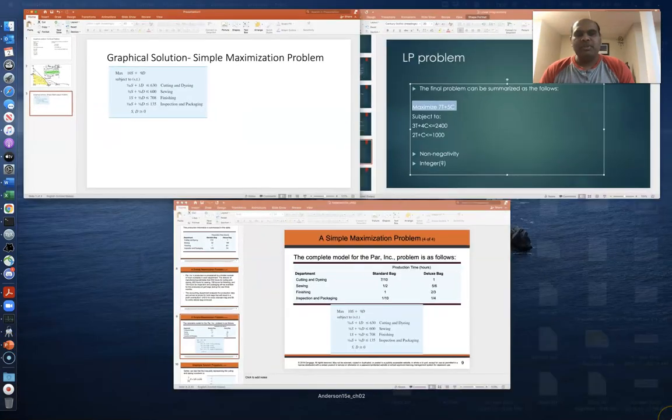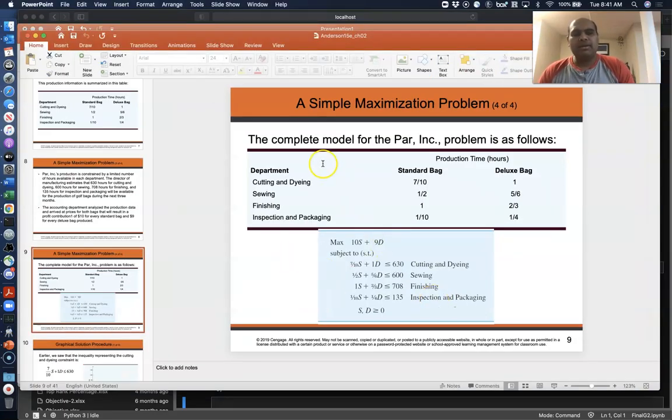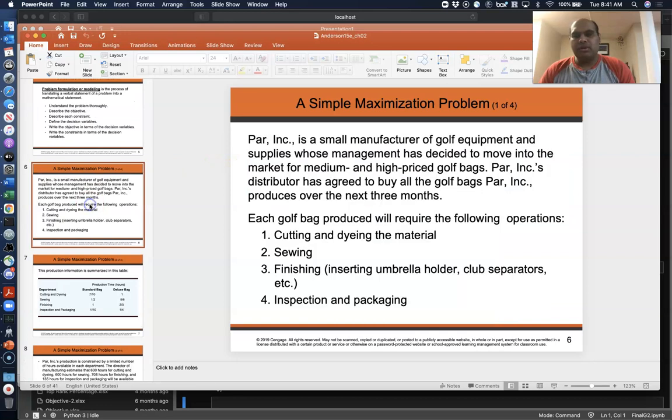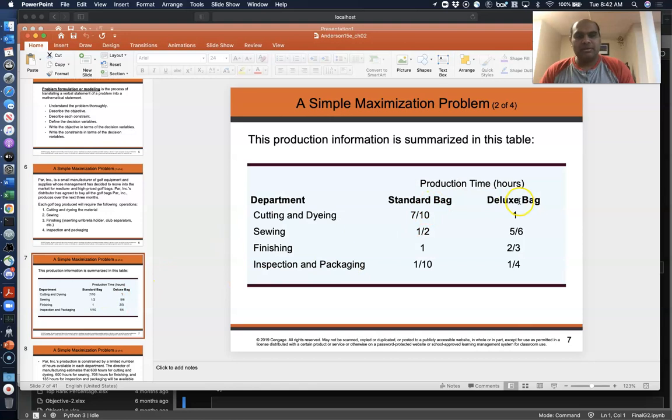Okay, so in this video we're going to be looking at the simple maximization problem that we formulated last time. So quickly to go over the problem, Par Inc. is a golf bag manufacturer, and they're making two types of golf bags: standard bags and deluxe bags. So we have standard bags and deluxe bags.